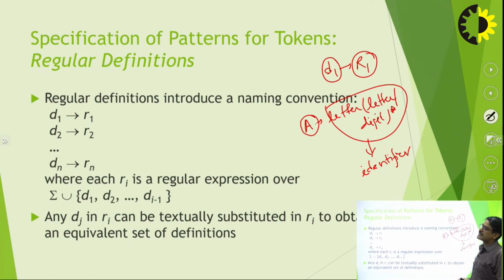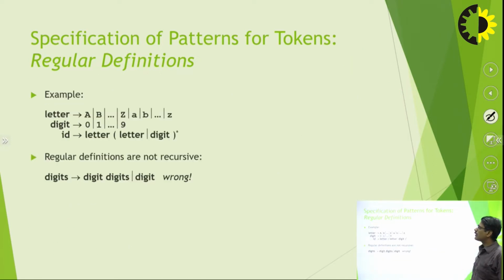So when a keyword is identified, definitely at that time a variable is not identified, but before and after that there may be a possibility of variable declaration. Here it is given that each di in Ri can be textually substituted in Ri to obtain an equivalent set of definitions. For example, letter is derived by capital A to Z, capital letters, then small letters, because you will need to write any letter in terms of that.